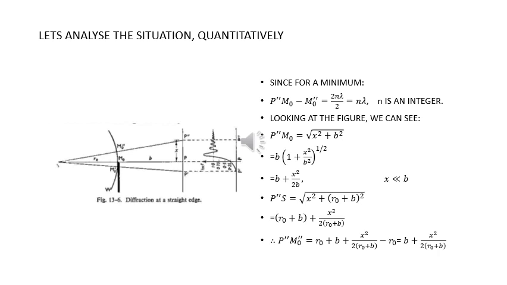This gives us P" equal to under root of x square plus rho plus b whole square, which is equal to rho plus b plus x square upon 2 rho plus b. Therefore, P"M0" becomes equal to rho plus b plus x square upon 2 rho plus b minus rho, which is simply equal to b plus x square upon 2 rho plus b.